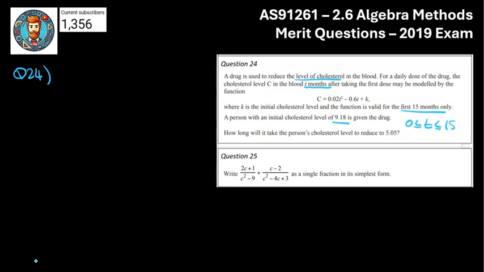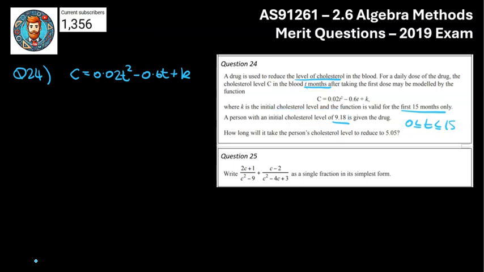So I guess the first thing to do, before we can do this part of the question, is figure out K. We need to figure out the complete function to then find out this 5.05 value. So let's start by jotting down my partial function. The cholesterol will be equal to 0.02t squared minus 0.6t plus k. The good thing to know is that this number here relates to the initial cholesterol level.